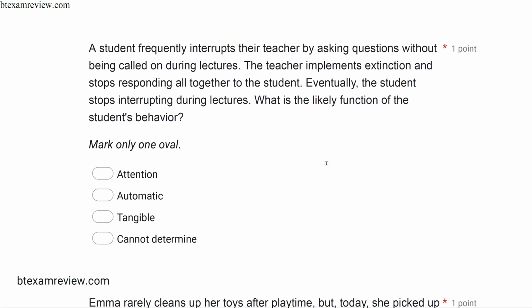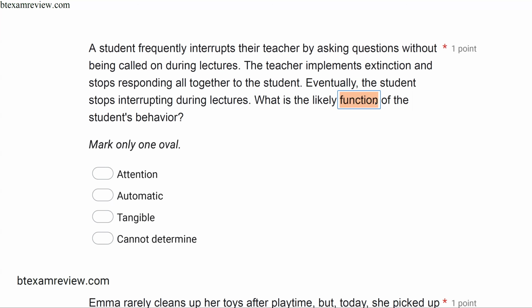A student frequently interrupts their teacher by asking questions without being called on during lectures. The teacher implements extinction and stops responding altogether to the student. Eventually, the student stops interrupting during lectures. What is the likely function of the student's behavior? So we have a function question.